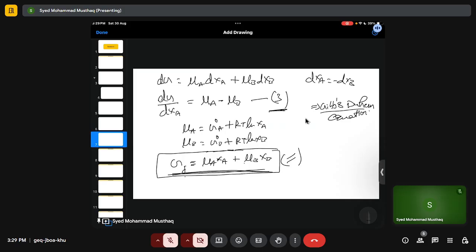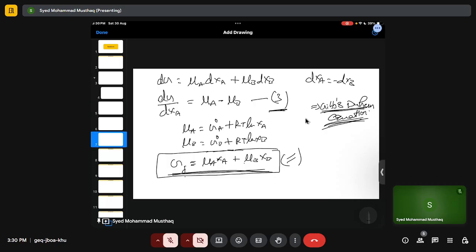What is this Gibbs-Duhem equation? It is a very important equation in thermodynamics because it makes sure that we can solve the activity equations. If you want to find the chemical potential of components, if you want to do the calculations and find the chemical potential of any element, then you need this Gibbs-Duhem equation.